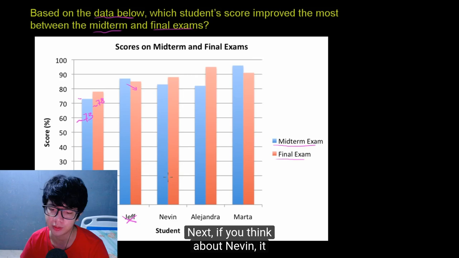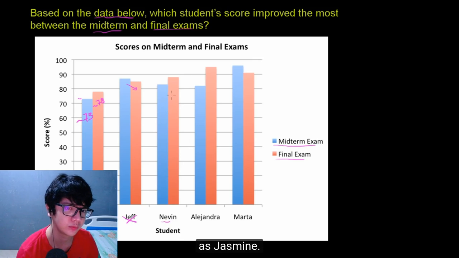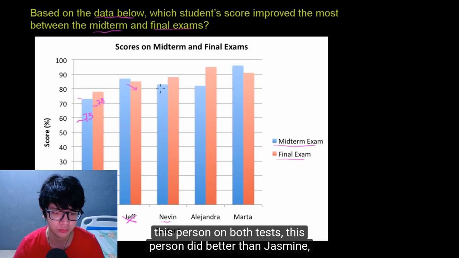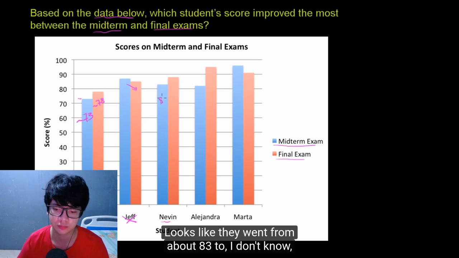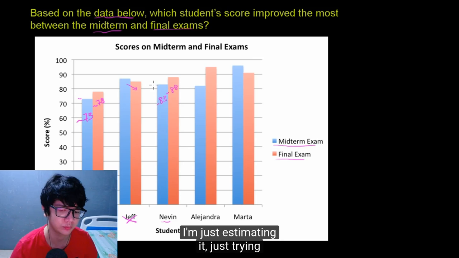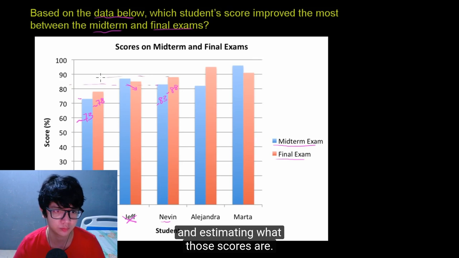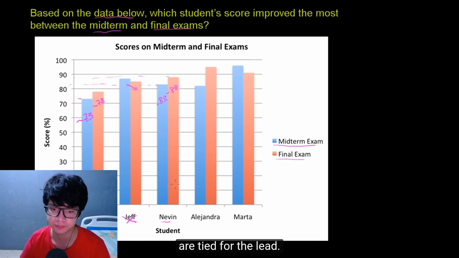Nevin, Alejandra, next. If you think about Nevin, it looks like Nevin actually improved about the same amount as Jasmine. On both tests, this person did better than Jasmine, but the actual improvement is about the same. Looks like they went from about an 83 to about an 88. I'm just estimating it, looking at this axis and estimating what those scores are. So Nevin and Jasmine right now, based on the three we've seen, are tied for the lead.